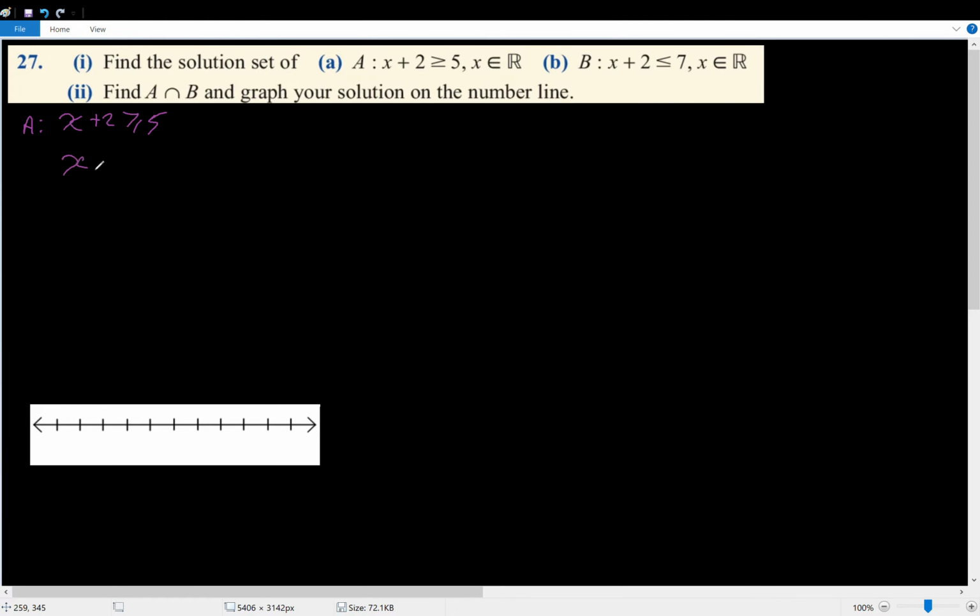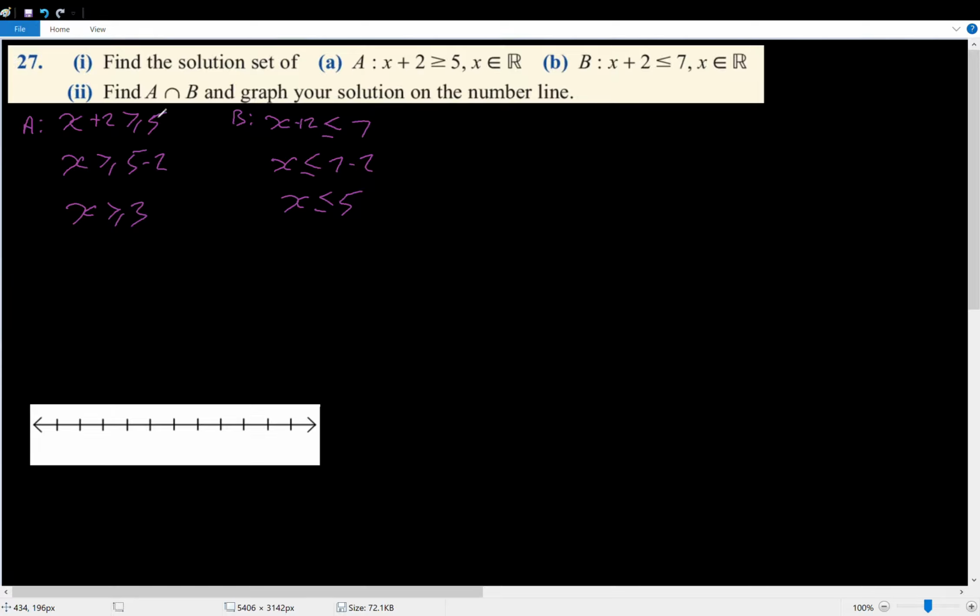Our solution for B, we're going to solve that now, where we have x plus 2 is less than or equal to 7, which means x is less than or equal to 7 minus 2, so x is less than or equal to 5. So those are our solutions for part 1 for A and B respectively.